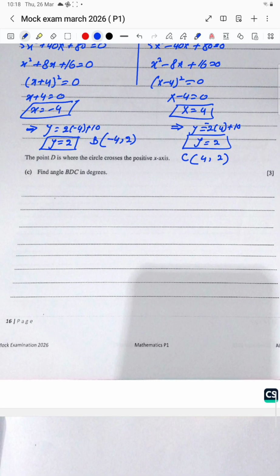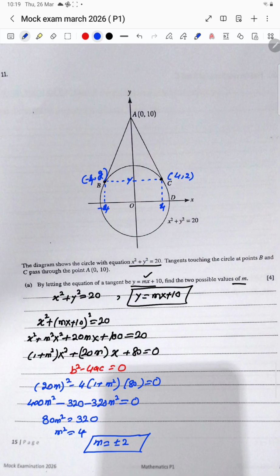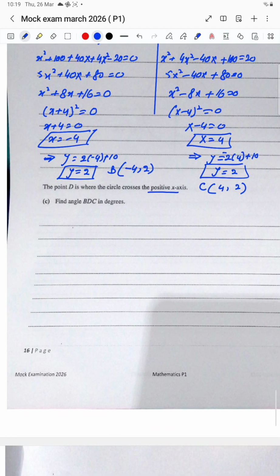We just need to solve them simultaneously. Here the point D is where the circle crosses the positive x-axis. So it's again a simple case. The circle crosses the positive x-axis. So if we get B, C, and D, if I can find B, C, D, so D lies on the x-axis. We have to calculate angle BDC. We are looking for D.